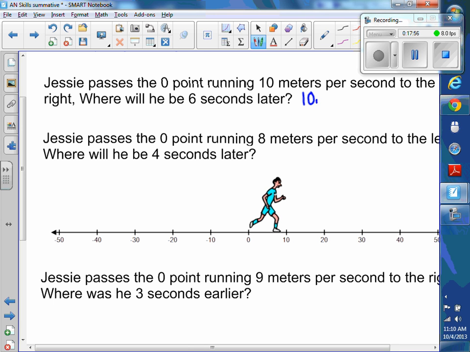So what'd you get for your answer? 60. Right, because you're doing 10 meters per second times 6 seconds. Did you guys notice, I wonder, if you write out the units, just like multiplying fractions, you could cancel. You end up with 60, and what units are left? Meters.